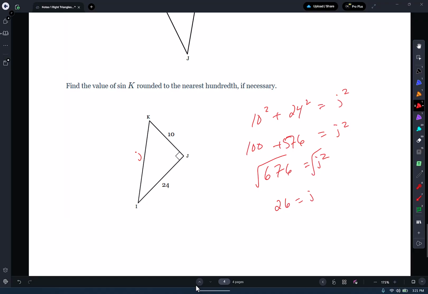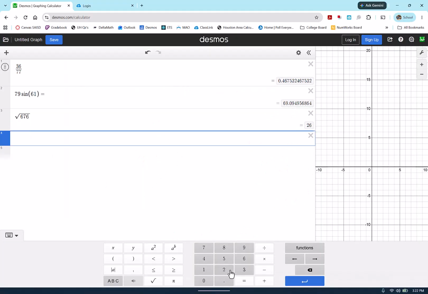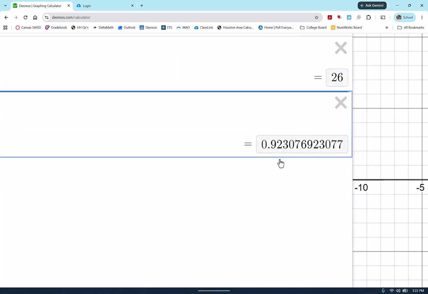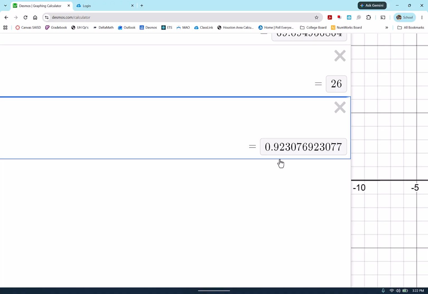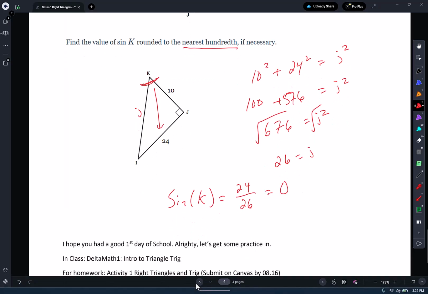Here's angle K. They want to know sine K. So I'm going to write sine of K equals opposite. What's opposite? 24 over our hypotenuse. What's hypotenuse? 26. Now this reduces, but we don't care about simplest fraction. Nearest hundredths. So I'm going to take my calculator and go 24 over 26. So there it is. Nearest hundredths. What digit do I put? 0.92. Rounded and truncated are the same for this one. So I'm going to write 0.92. There it is.